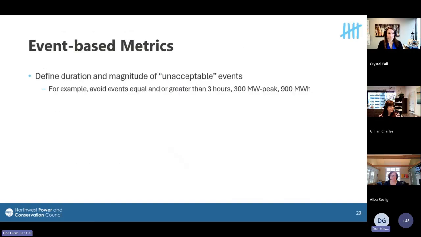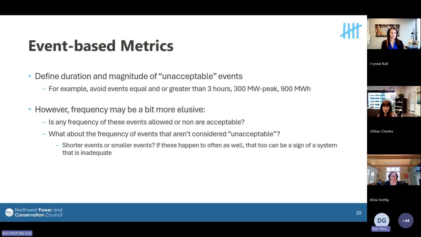Okay, we're close to the break. Event-based metrics, I'll go a little faster here. We basically define a duration and magnitude that is unacceptable. The idea is to, for example, avoid events that are equal or greater to some duration, some maximum peak, and some energy unserved. It is used, but it's tricky because frequency of these events is a little bit more elusive.